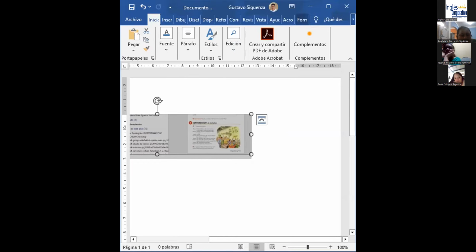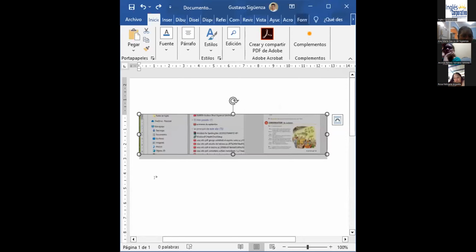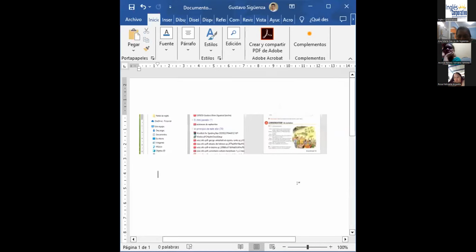Vaya, escriba: I have a party on Saturday at night. Would you like to go? Y lo voy a dejar, ya voy a eliminar eso. I have a party on Saturday at night. Después agregamos los nombres.